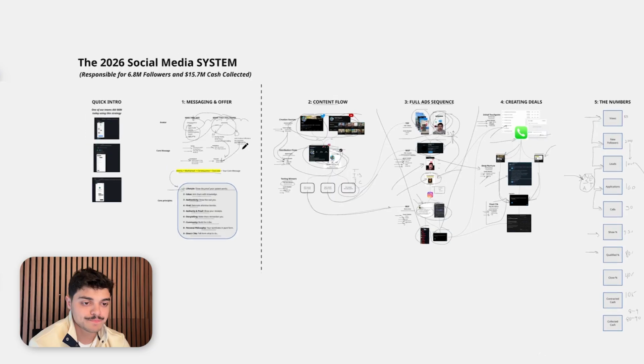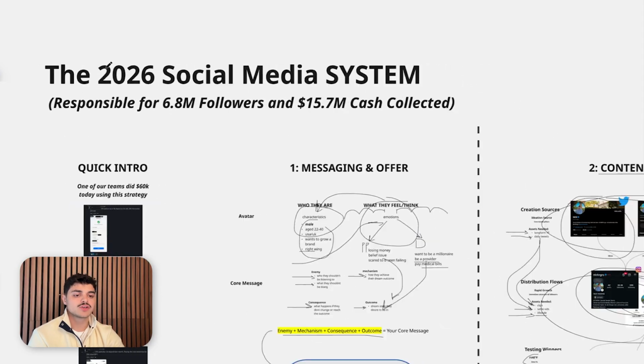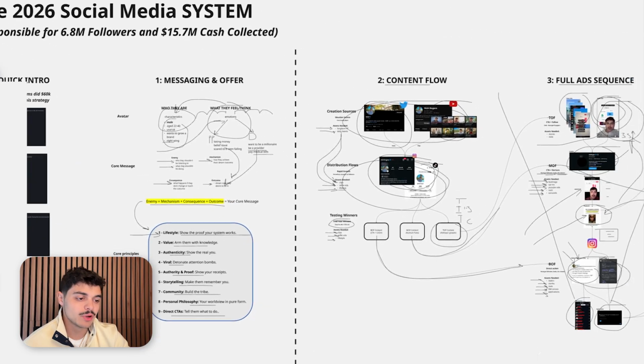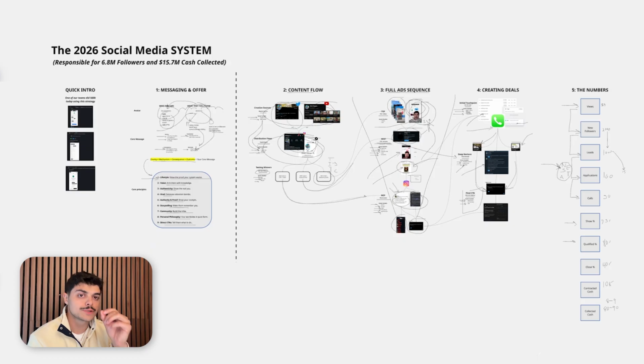So look, guys, this is the 2026 social media system, the same system that's responsible for 6.8 million followers and 15.7 mil cash collected. And guess what? I might run this system in 2027 too, and 2028. It's not going to change much. So maybe the title of this video will change, okay? Maybe it'll be 2027, 2028, whatever. You get the idea. This system has worked for me for the past 7 years. It's driven a ton of followers, a ton of cash collected. We just did a 60K day with our team, and we do that routinely. Okay, we do that routinely using this exact system right here.